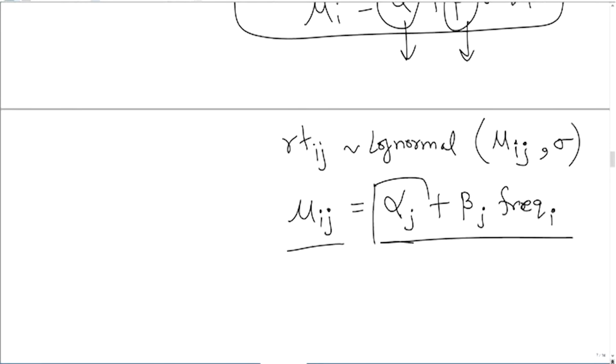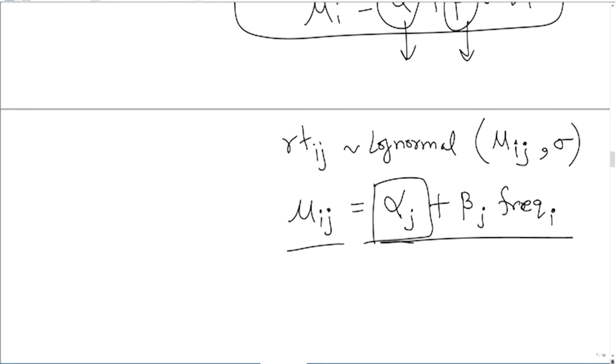Alpha j means that the subjects can have different processing speed. So the interpretation of alpha j is like this: when the value of frequency is 0, alpha j indicates the average recognition speed. Beta j is the effect of frequency, to what extent frequency affects recognition times. Individual subjects can differ in both alpha and beta. So individual subjects can differ in their average recognition times, basically in their processing speed, they can also differ in how sensitive they are to frequency.